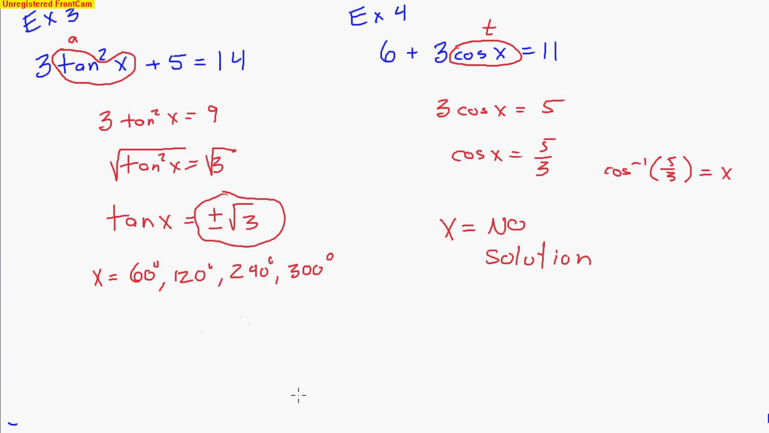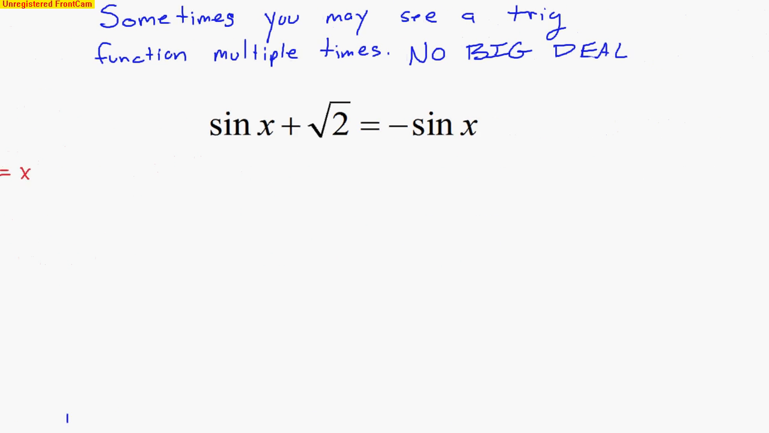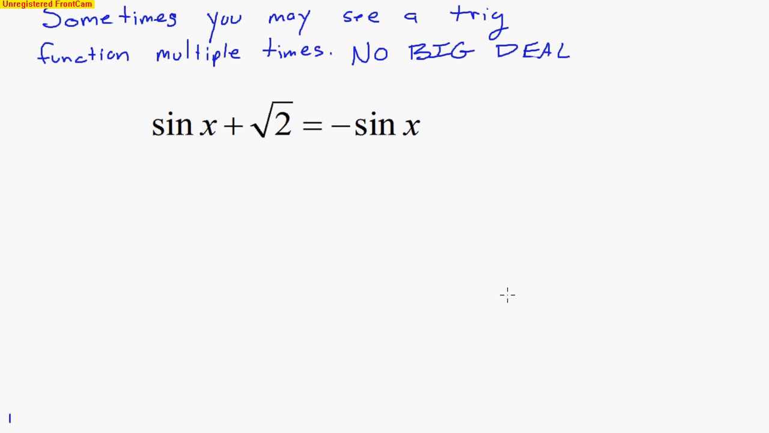Okay, let's move on to a couple more problems here. Now we're going to take a look at a couple other situations. Sometimes you may see a trig function multiple times. This is no big deal, right? This would be similar to seeing a problem like this: 3x minus 4 equals 5x plus 2. Okay, you got a variable on both sides. No big deal. We know how to handle that.